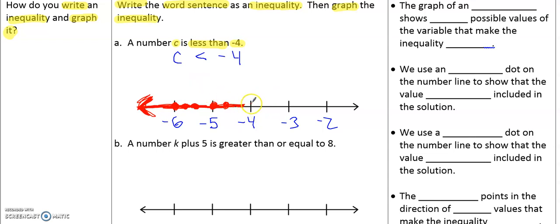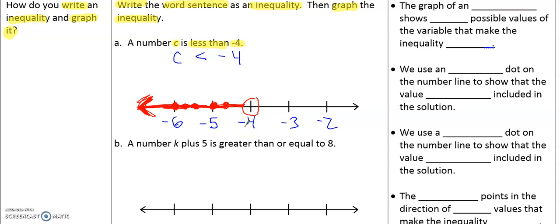So what we need is to show that this number is not included in the solution set. All these numbers are solutions, but this number is not. So we do that with what we call an open dot. The open dot says -4 does not make this true. -4 is not less than -4. But everything to the left of -4, everything that's less than -4 does. So we use an open dot to show that.